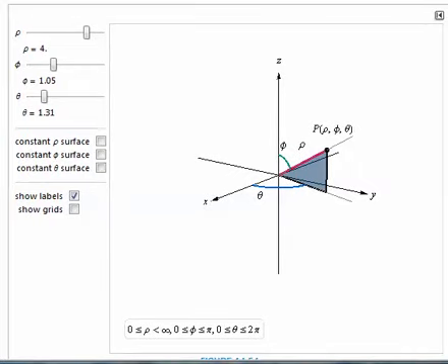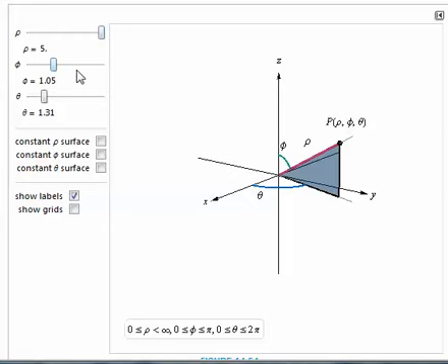Okay, so let's first play around with rho. If rho is 0, that takes you all the way down to the origin. And then as you move away from the origin, rho has to increase. Notice that rho does have to be 0 or positive. We're not going to be using a negative rho.